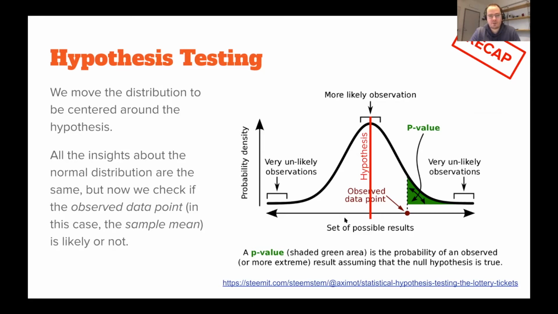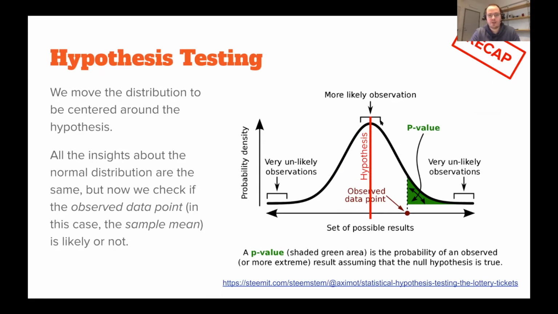So in summary, we will build the same sampling distribution with the same standard error, but instead of building it around the sample mean, we will build it around a certain null hypothesis, right? This is all recap, right?